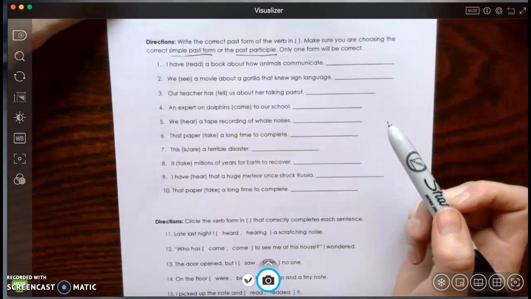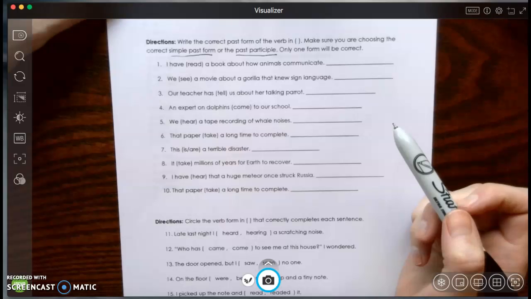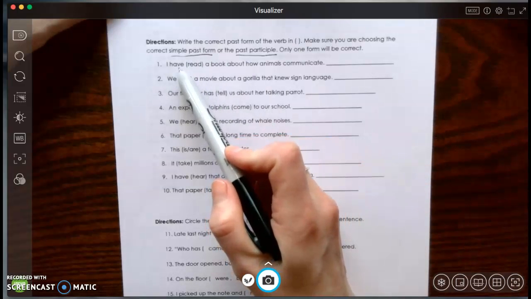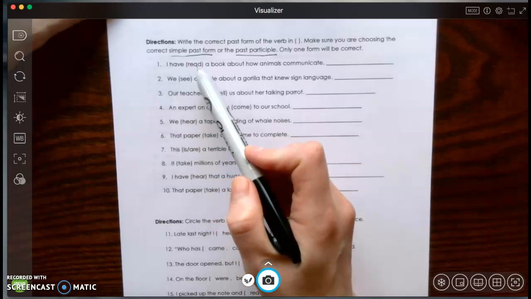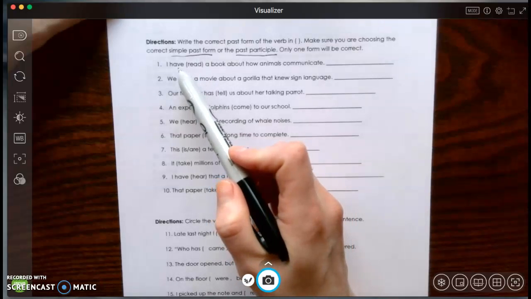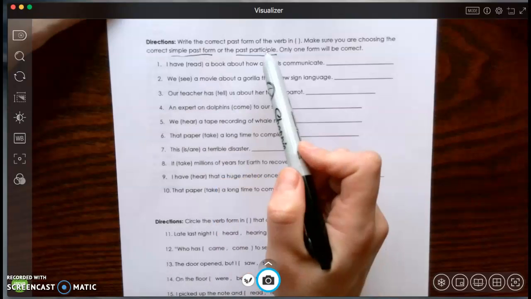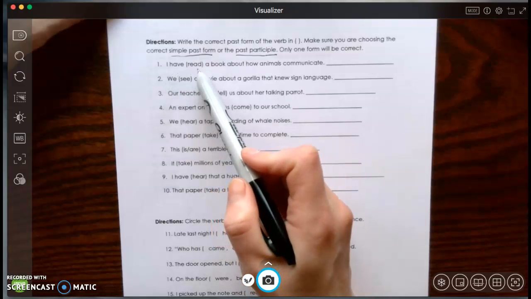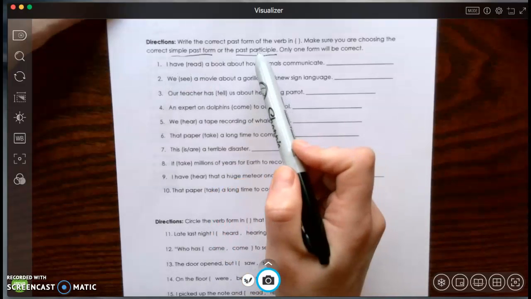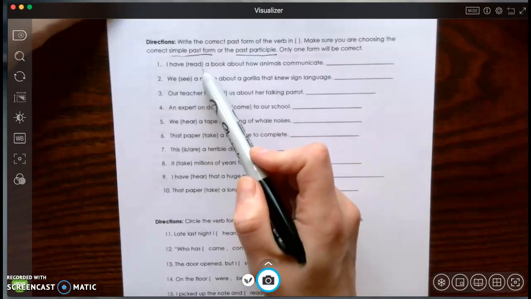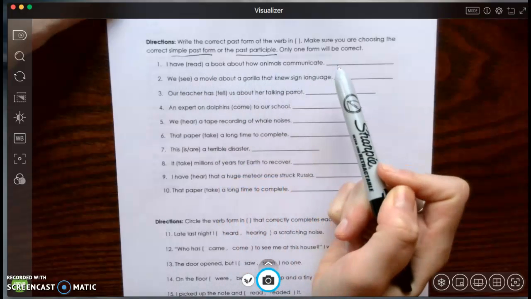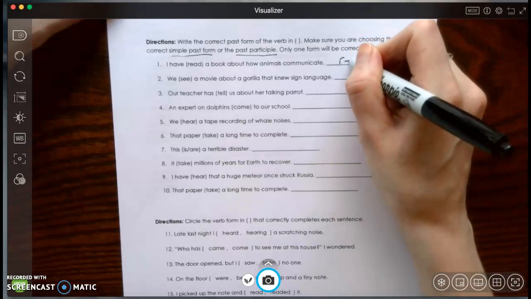So does anyone remember, how do we know we need the past participle form? Well, the clue word is that word have, has, or had in front of your verb. So if you see that verb have, has, or had in front, you know you need to use the past participle form. So the correct form of the verb read in the past participle form is actually read, just like it would be in the simple past tense form. So it should be, I have read a book about how animals communicate. So on the line, I'm going to write read.